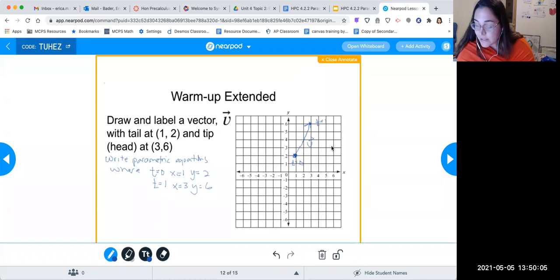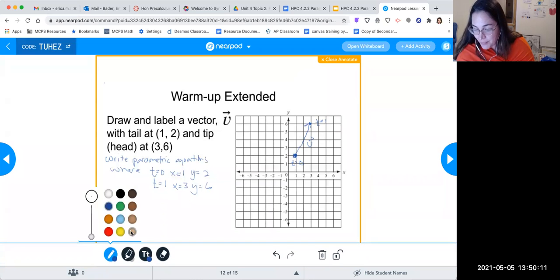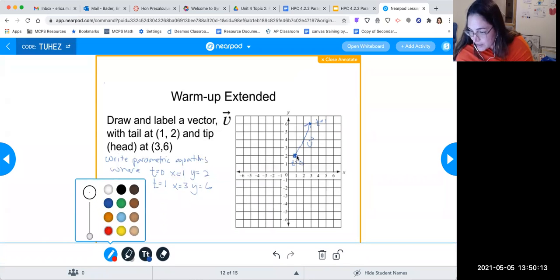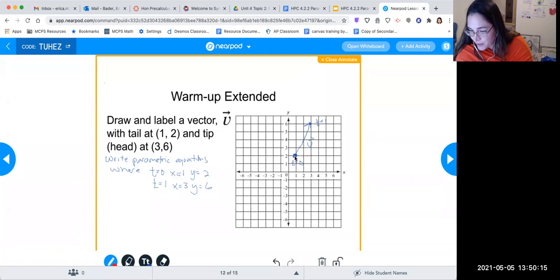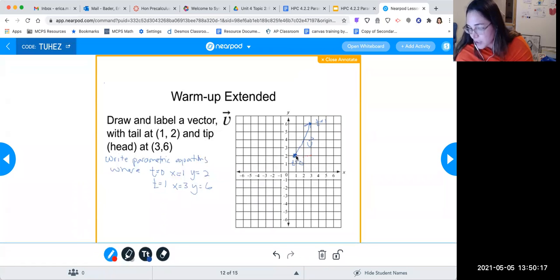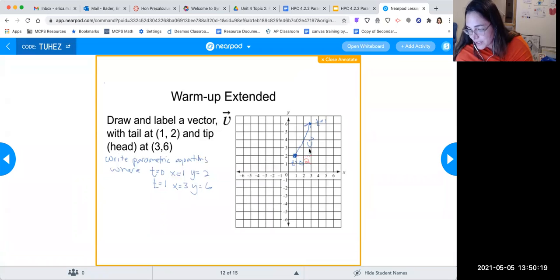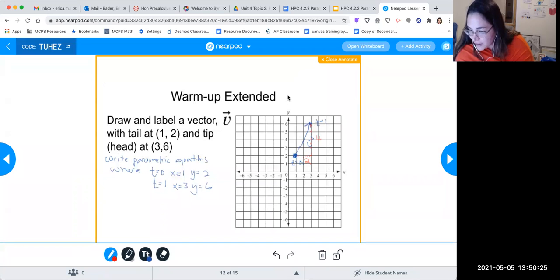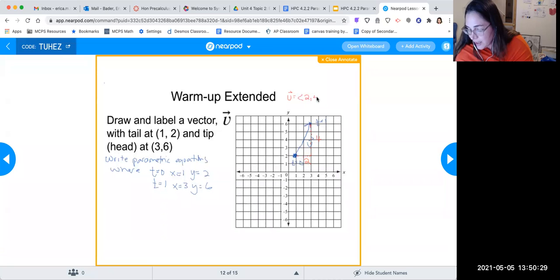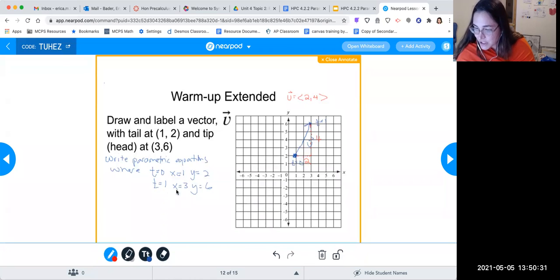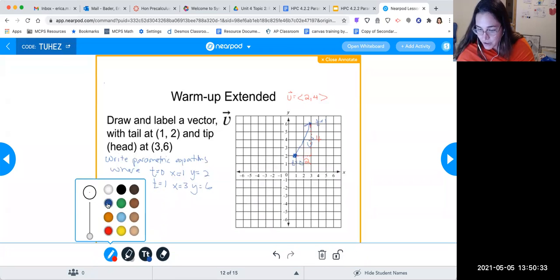And so what we can think about is for this vector v, it doesn't start at the origin, but we can still figure out its components. Its horizontal component, since we go from 1 to 3, is 2. And our vertical component is 4. So this vector v has components of 2 and 4. And that's actually how we can determine our parametric equation.